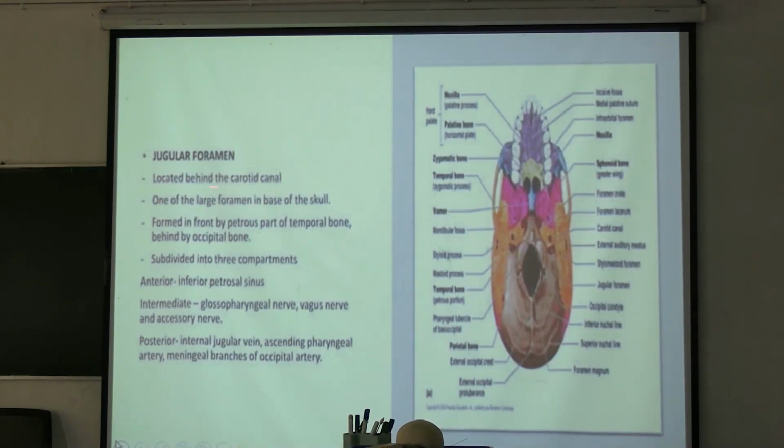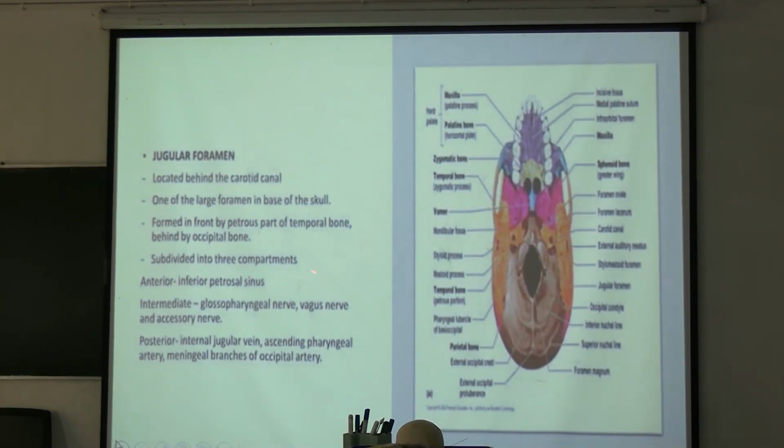Next we are going to the jugular foramen. The jugular foramen is located behind the carotid canal and is one of the large foramina of the base of the skull. Here is the jugular foramen. It is formed in front by the petrous part of the temporal bone, this yellow colored wedge-shaped structure, and here are the lateral parts of the occipital bone. So the jugular foramen lies between the petrous part of the temporal bone and the lateral part of the occipital bone, formed in front by the temporal bone and behind by the occipital bone.